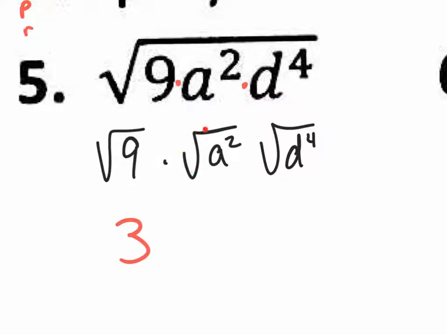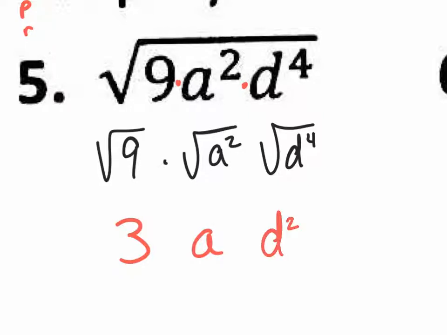And when we think about what a square root is, it's really the 1/2 power. So we're really going to simply be dividing this exponent by 2. So that becomes a regular a. And the last one, the square root, is really the power of 1/2, which means we're going to divide the power of 4 by 2. So that becomes d to the second.